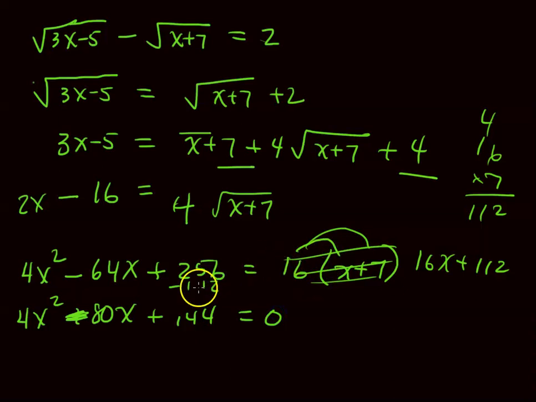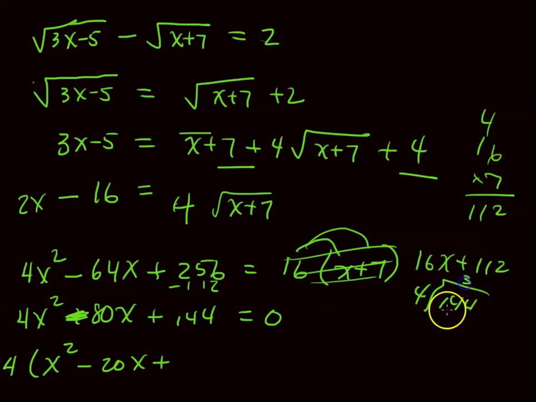Now that you've gotten rid of all your radicals, we can use what we know about quadratics to solve this. First of all, let's factor out a 4 from everybody. That will not be part of your answer then, because 4 can never equal 0. Divide 80 by 4, you get 20. And divide 144 by 4, it goes 3 times, and then 6 times. So this is 36 equals 0.